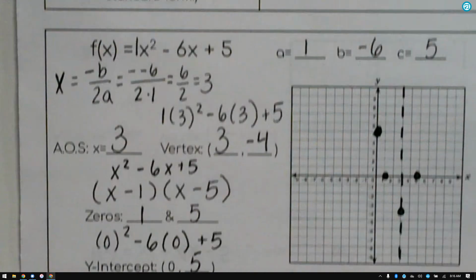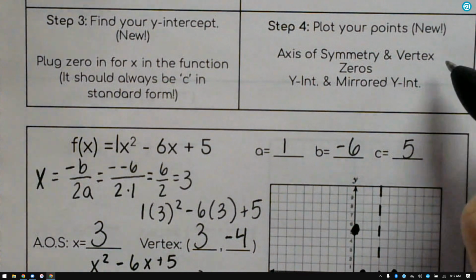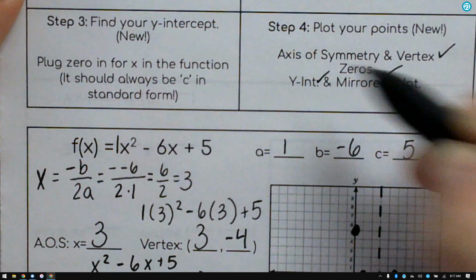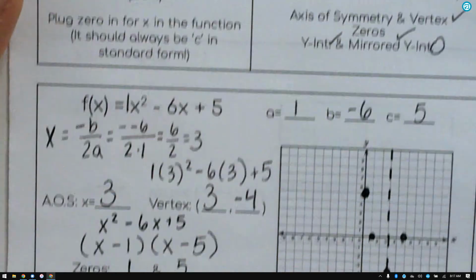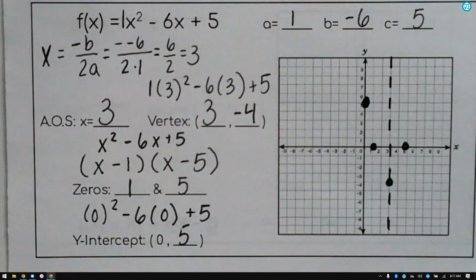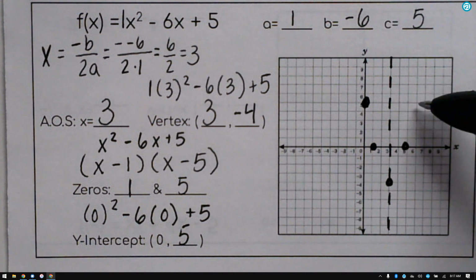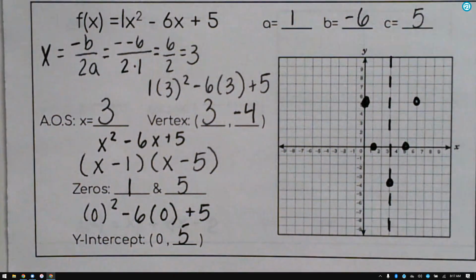We have one last step, which is plot your points, which is also new. We've already plotted our axis of symmetry and vertex. We've already plotted our zeros. We plotted our y-intercept. The one thing we have left we need to do is mirror our y-intercept. So we told you guys that this dashed line was your axis of symmetry. So that means your graph is symmetrical around that. So we know if there's a point 1, 2, 3 to the left of there, there's also going to be a point 1, 2, 3 to the right. So we're going to mirror across this point so we have a nice little U shape.